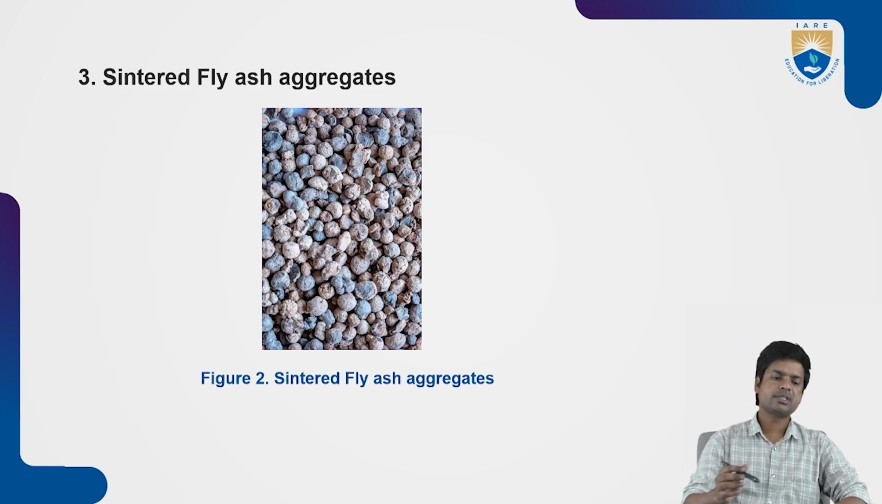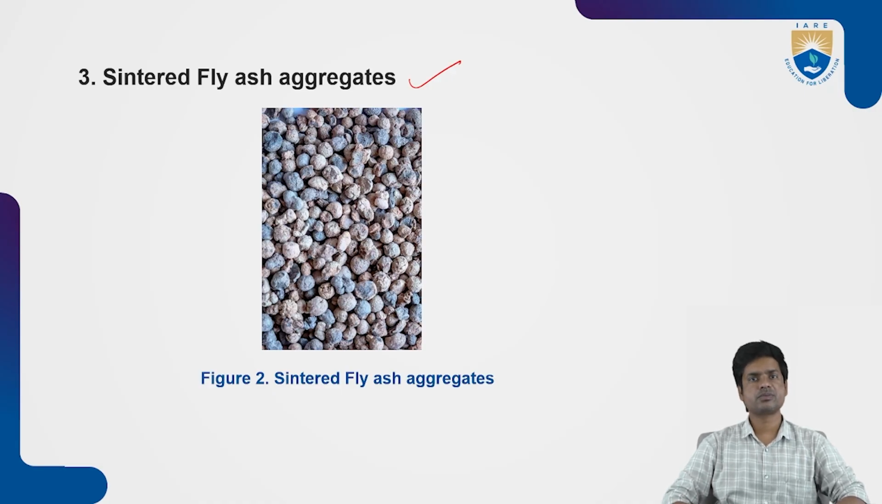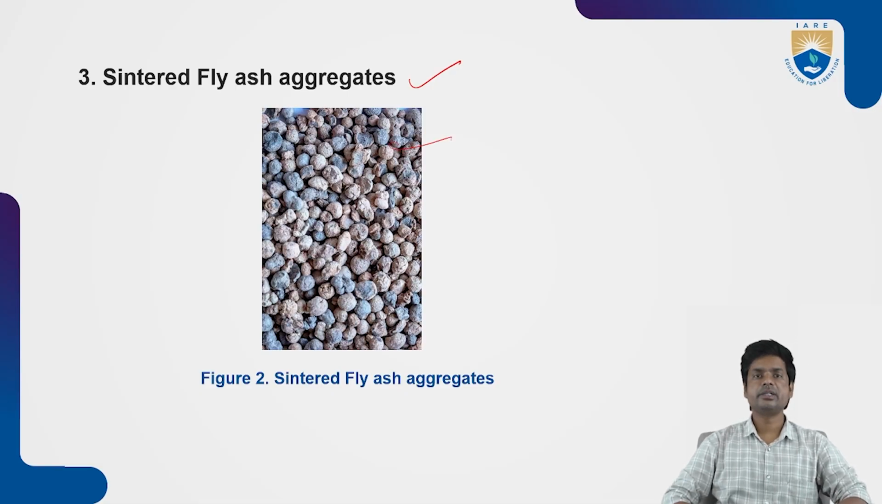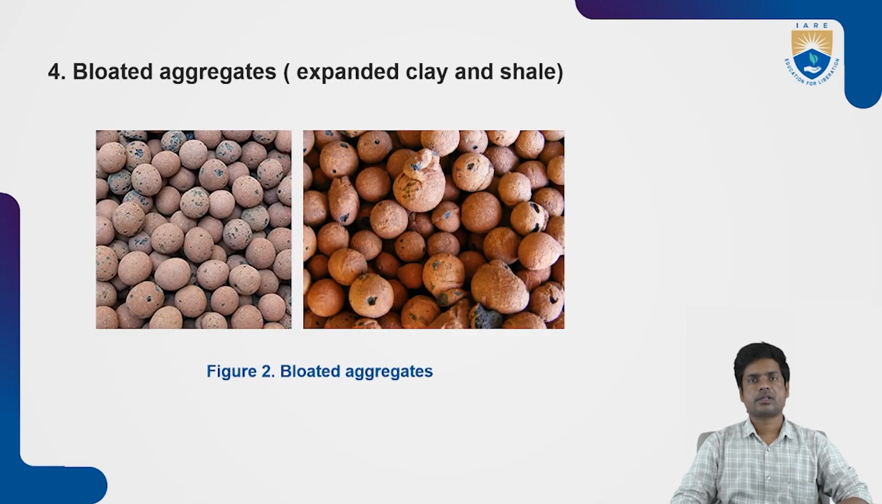Next one, sintered fly ash aggregates. Sintered fly ash aggregates are nothing but fly ash that is subjected to heat. Whatever fly ash we have prepared will again be subjected to a very high amount of heat, and that material will be formed into small round particles like this. This is called sintered fly ash aggregates, which we are going to use in concrete.